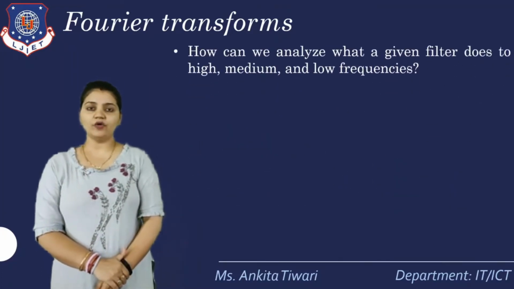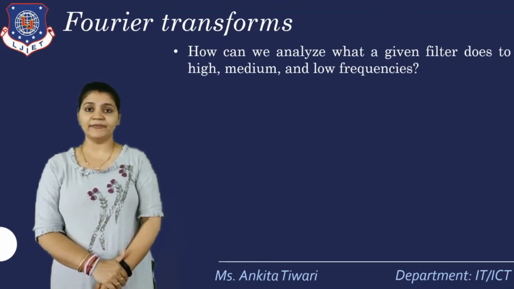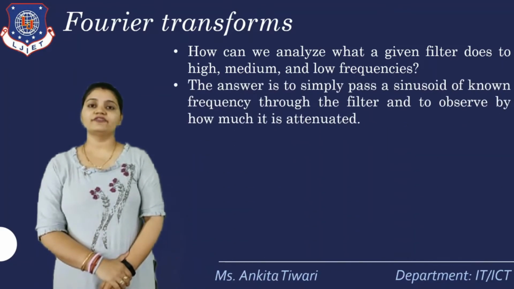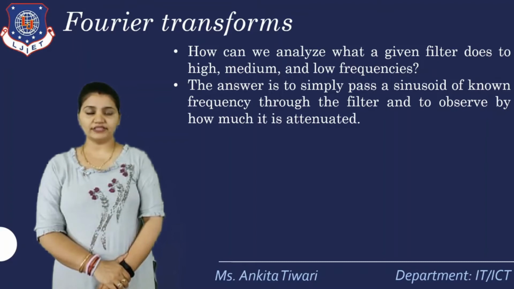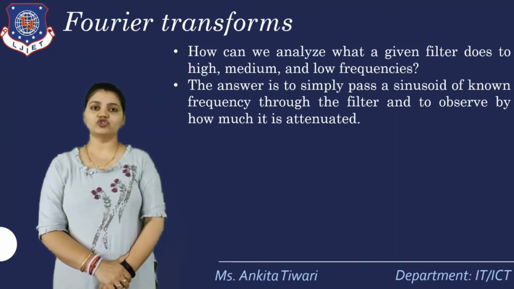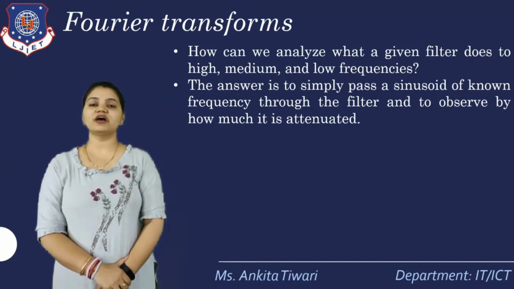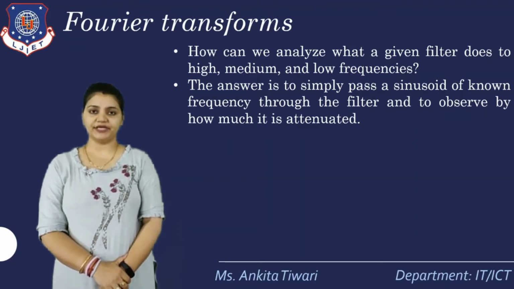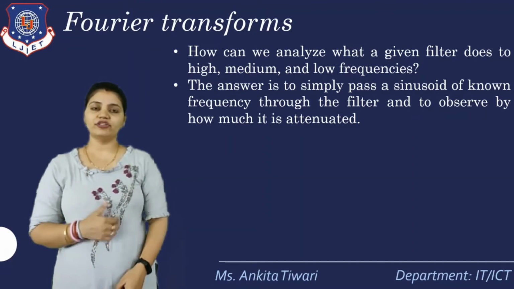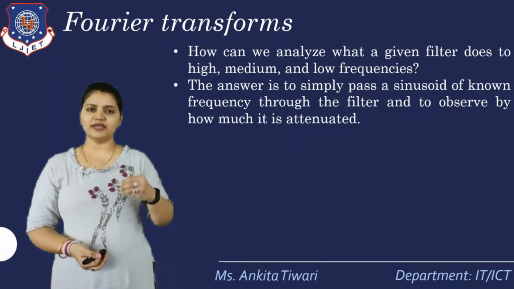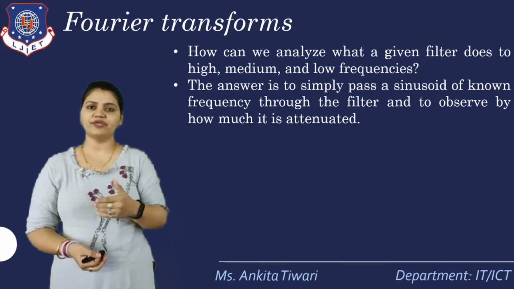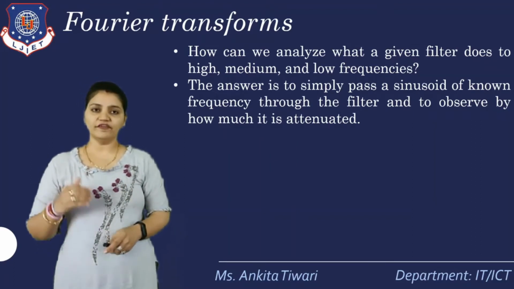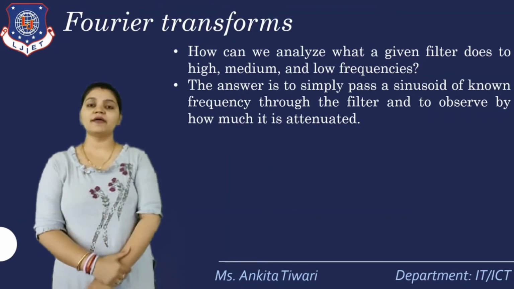So basically, how can we analyze what a given filter does? That means, how does it treat high, medium or low frequencies? The answer to this question is simply that a sinusoid of known frequency is passed through the filter, and we observe by how much it is attenuated. So we pass a sinusoid of a known frequency, which can be high, medium or low, through the filter, and we observe how much it is attenuated.